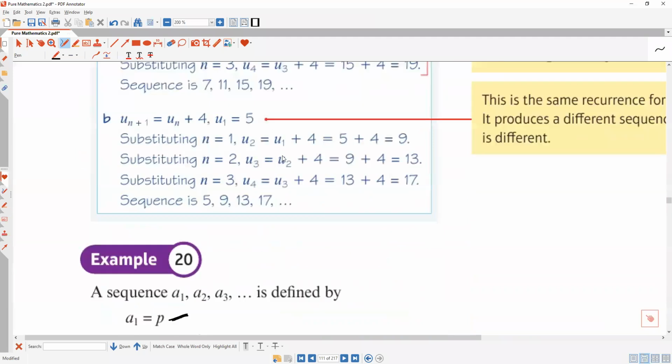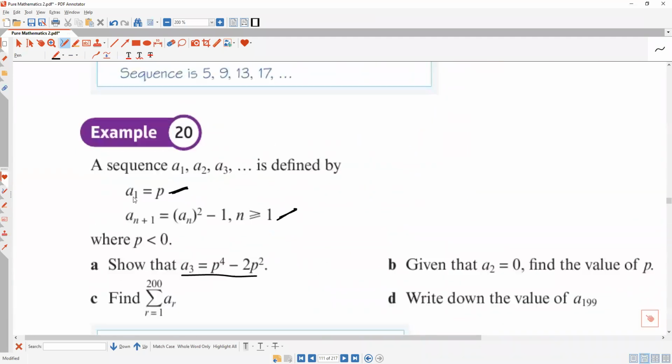Now we will do example number 20. They have given us the first term. What is the first term here? p. To find the second term, third term, fourth term, they gave us this formula. I want you to try putting p in place of a n, find the second term, and then find the third term. Remember, to find the third term you have to substitute the second term, right?